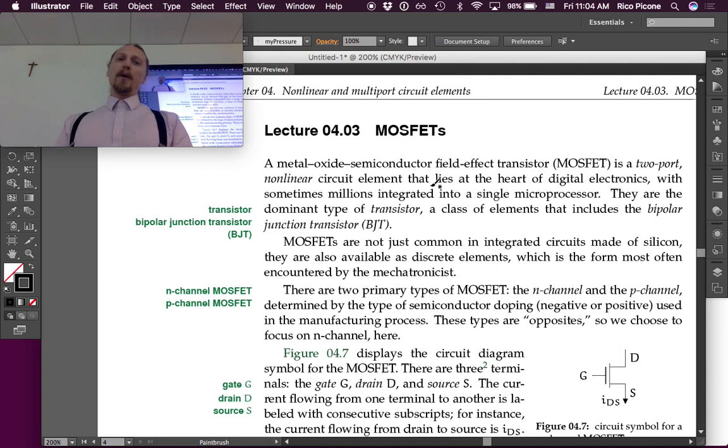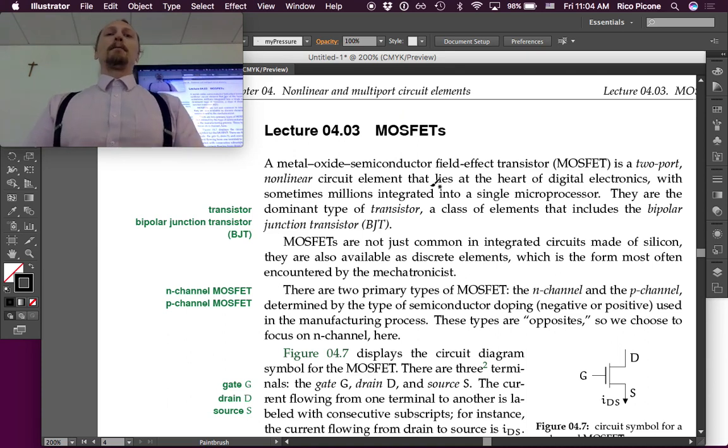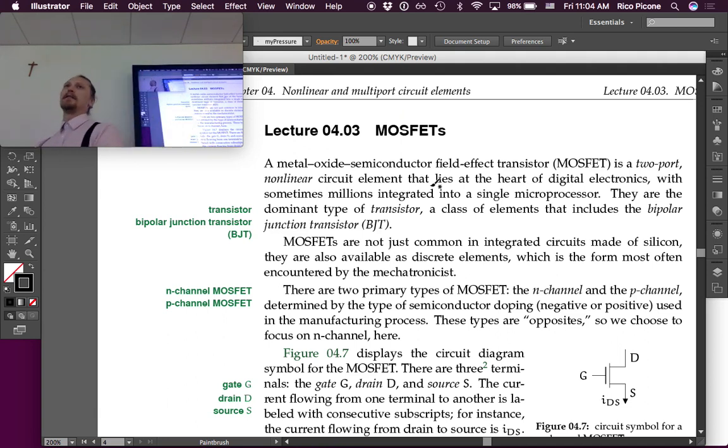It's a two-port, nonlinear circuit element that lies at the heart of digital electronics. On a single microprocessor, there can be millions of these transistors. They're the dominant type of transistor, which is a class of elements that includes the bipolar junction transistor, BJT. And that is another important circuit element, but we do not have time to get into that one in detail.